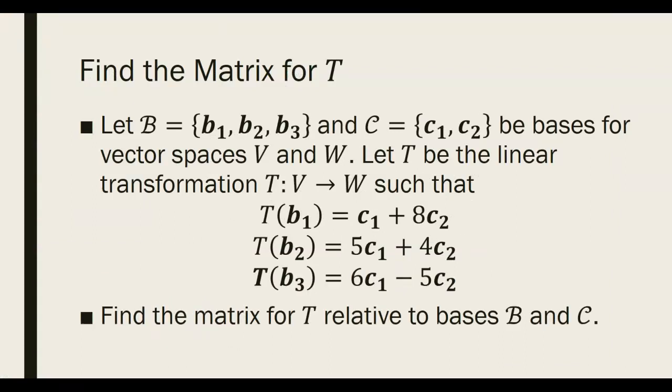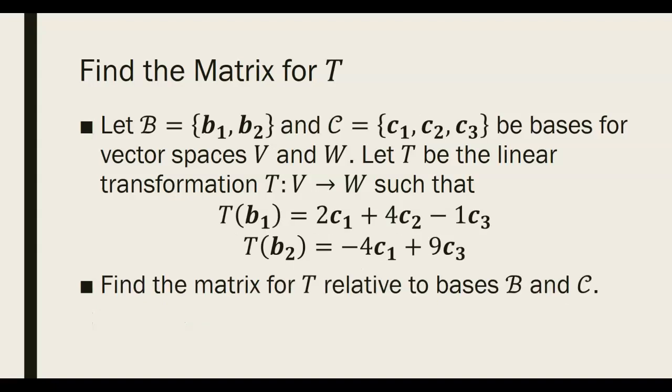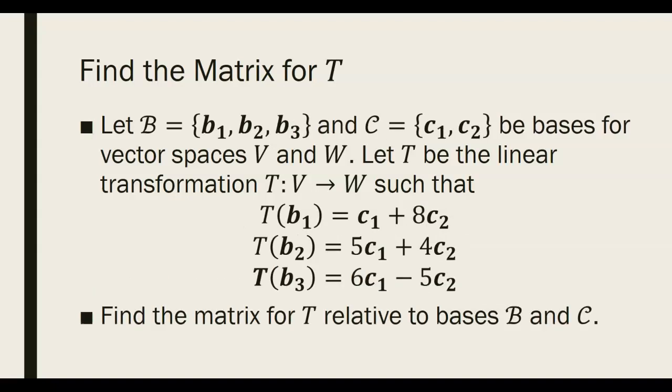So I'd like you to take just a moment and do the same thing, but I'm sure you can do it quicker now, corresponding to this transformation. In this case, we have 3 basis elements from basis B and 2 basis elements from basis C. Once again, we're going to go from V to W. So push pause on the video and create the matrix T.